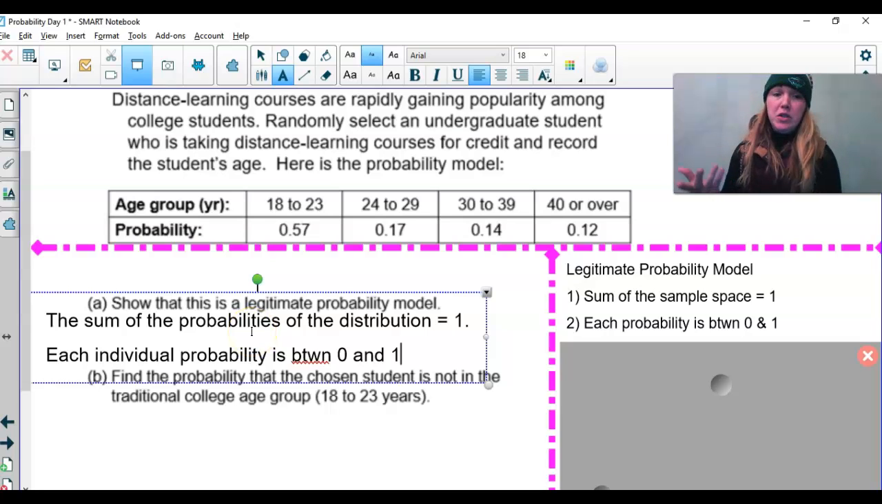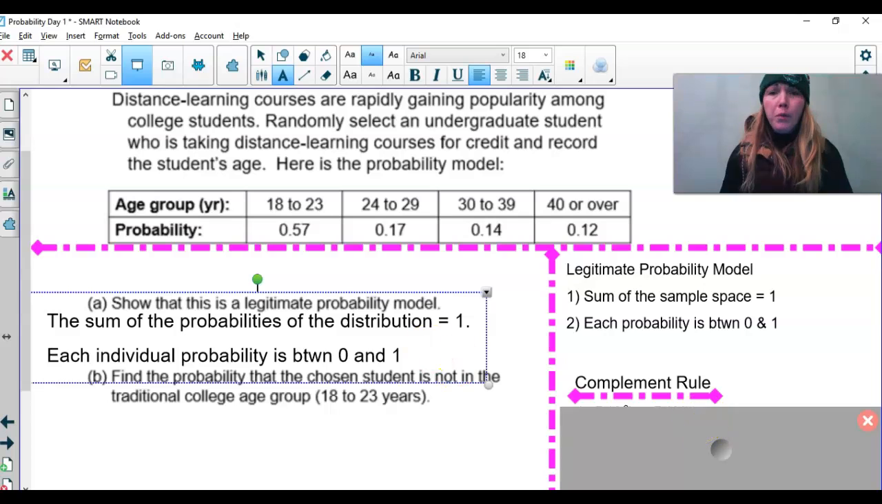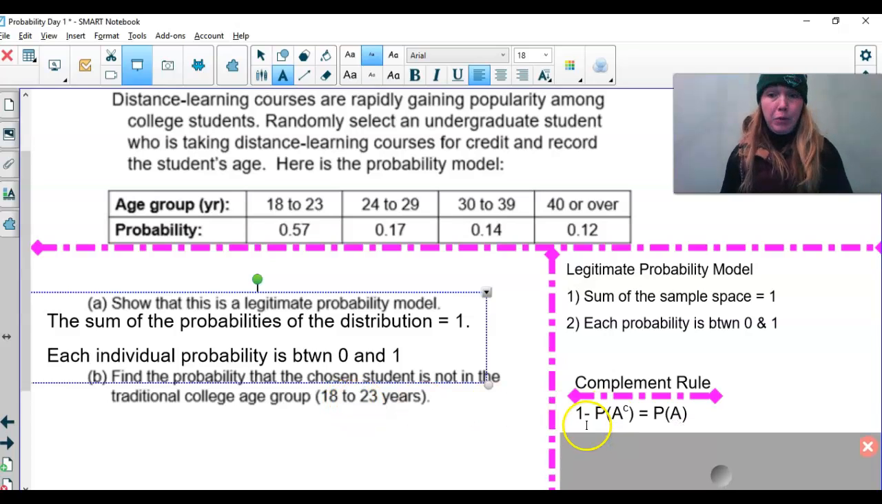Find the probability that a chosen student is not in the traditional age group, 18 to 23 years old. Well, there are two ways we could do this. One way, we want to know the probability that they're not in the 18 to 23-year-old group. So we could use something called the complement rule. If we're not in the 18 to 23-year-old group, the opposite would be they are in the 18 to 23-year-old group, the complement, okay? So we could do 1 minus the complement to give us the actual probability.